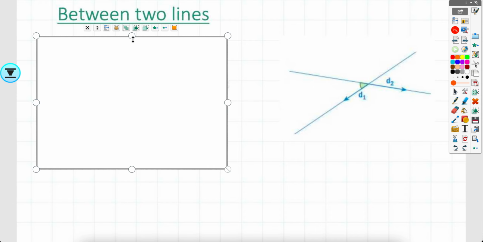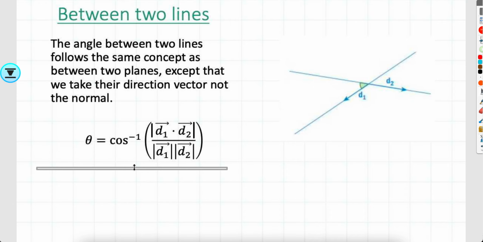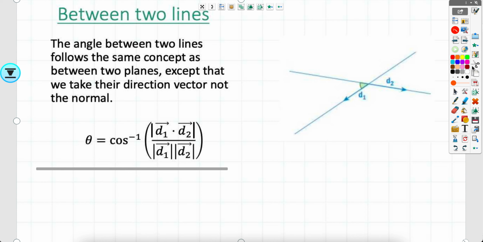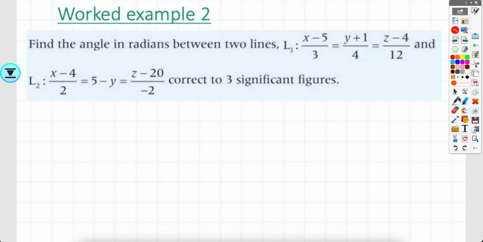So same idea as before. To find the angle between two lines, we do the same thing except that we take the direction vector of the two lines. So I have direction vector 1 and 2, and then I need to take, again, the absolute value here and cos inverse of them. So let's try that with this example.